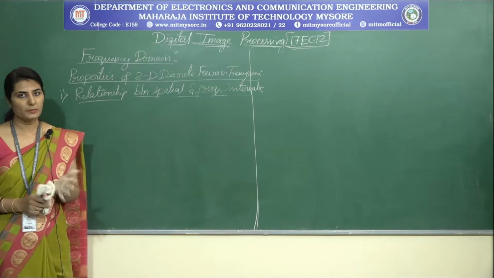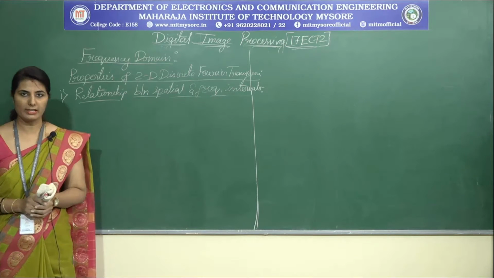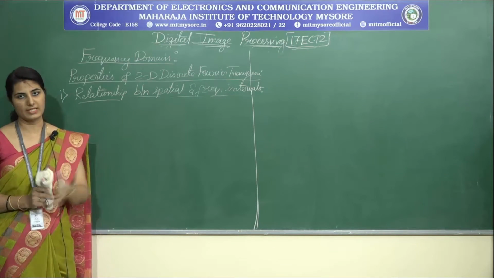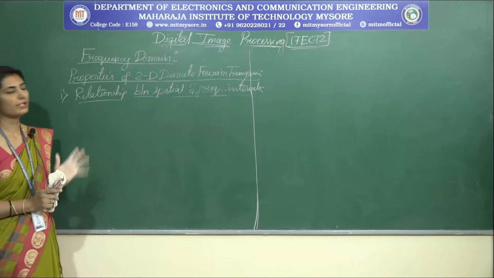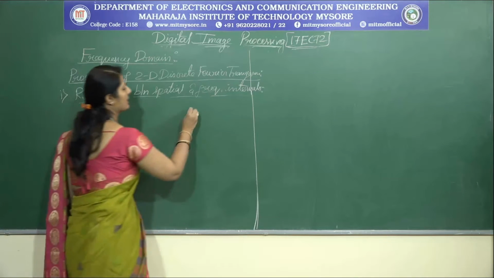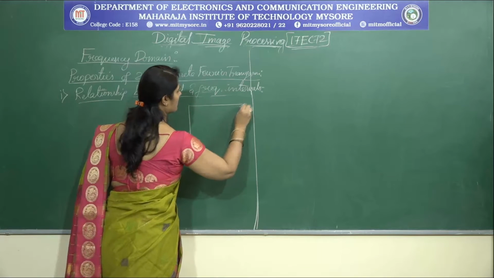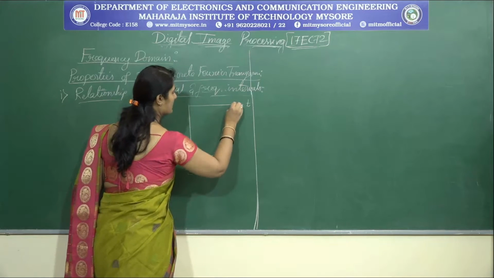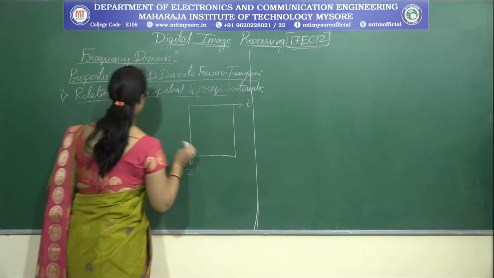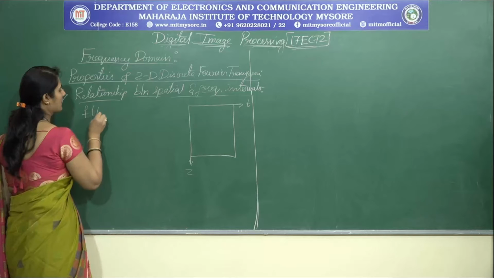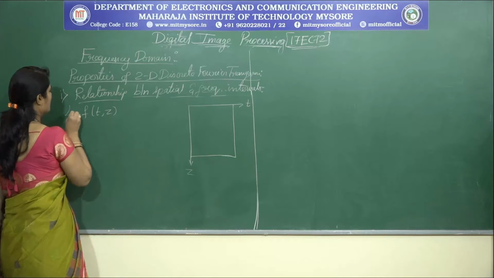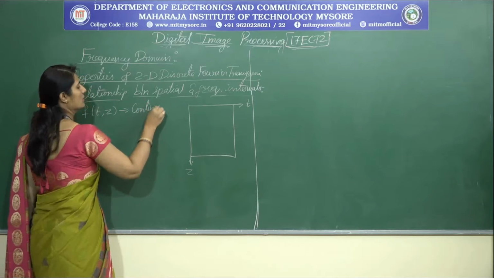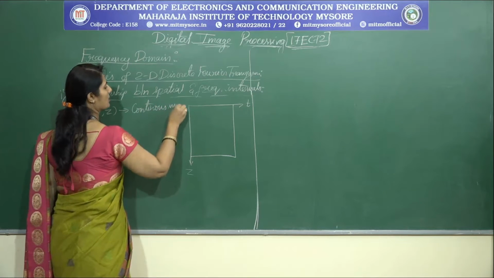Now let us understand the properties of two-dimensional discrete Fourier transform. Under this we have the relationship between spatial and frequency intervals. To illustrate this property, let me consider a continuous image in t and z direction. Let this continuous image be called f of t comma z. So this is a continuous image which is in spatial domain.